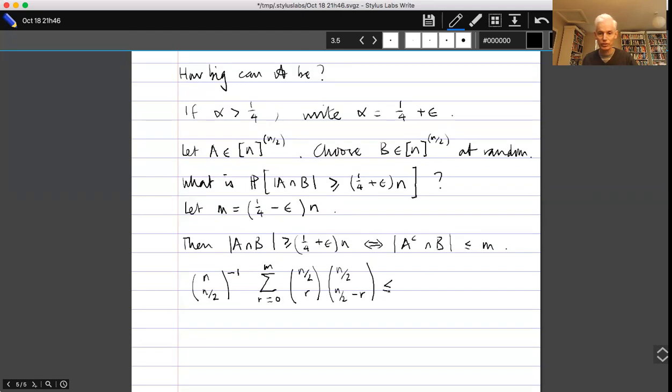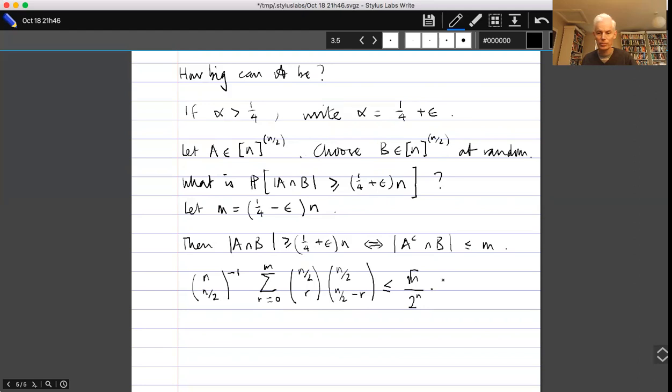of root n over 2 to the n. And I'll give an upper bound of this quantity here. I'll give an absolutely trivial upper bound of 2 to the n over 2. This is the number of subsets of a set of size n over 2 of size n over 2 minus r. So it's at most the number of subsets of a set of size n over 2.